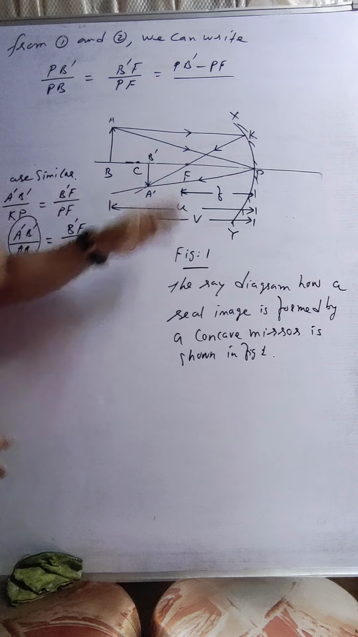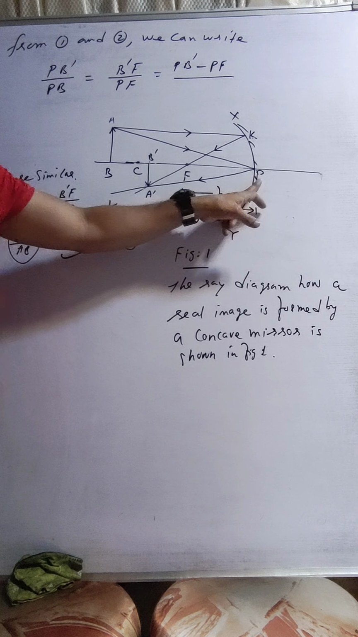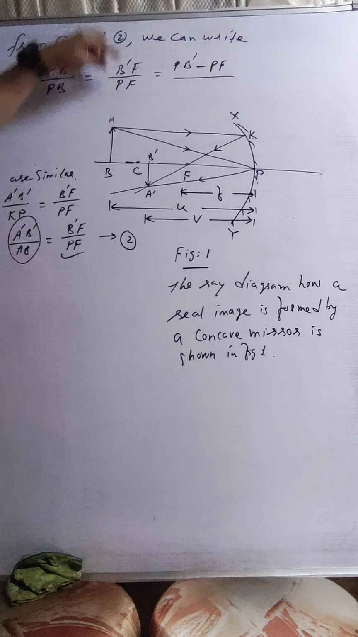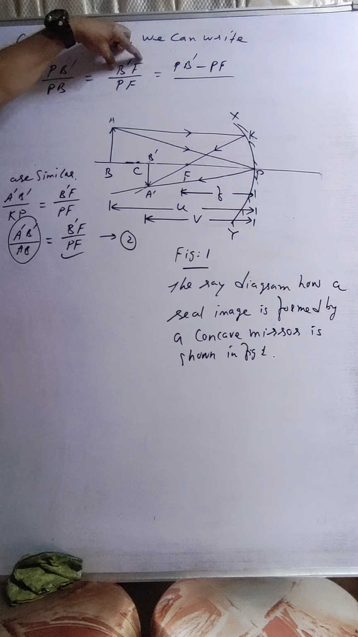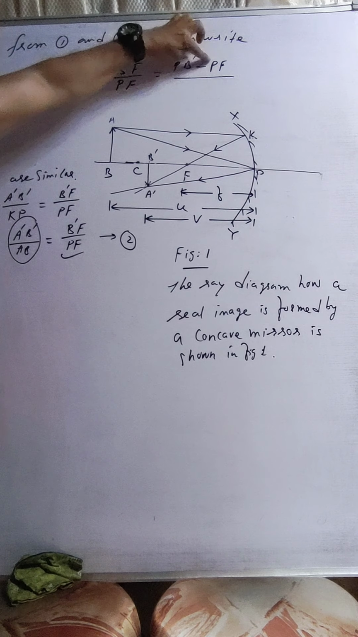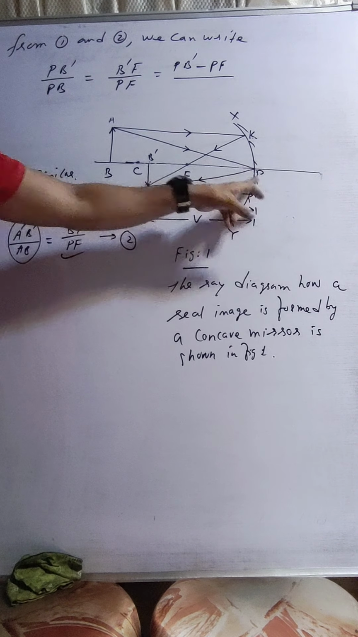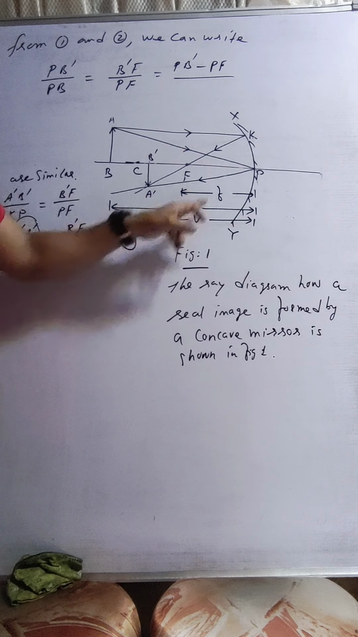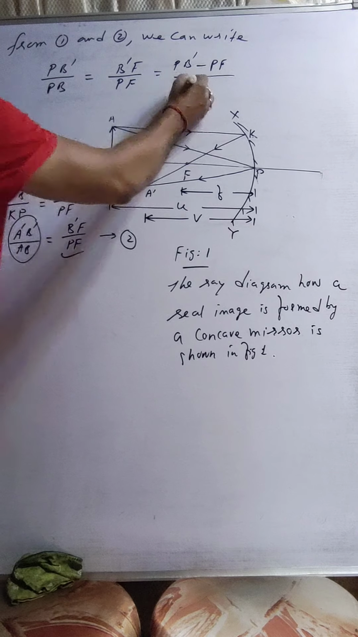This is because distances are measured from pole. Here there is P, here there is P, here also P, but there is no P here. So in place of B dash F, once you write PB dash minus PF, P comes. Distances are measured from pole, so P must be there to give U, V or F. Clear? So this is PF.